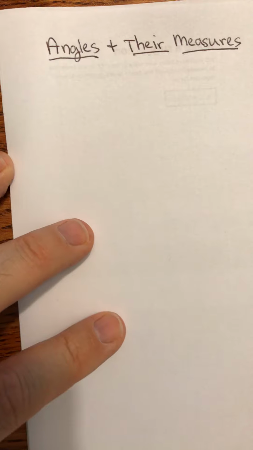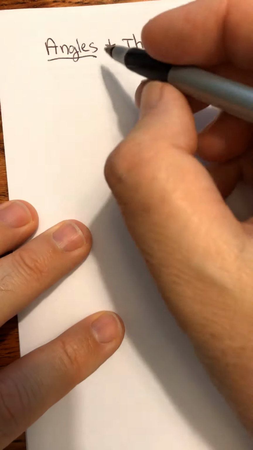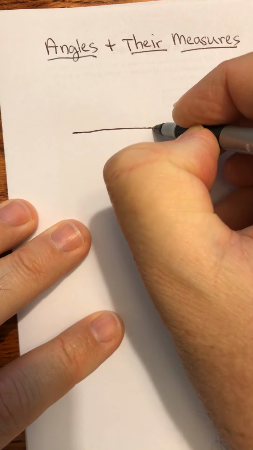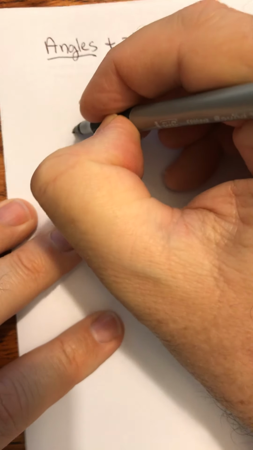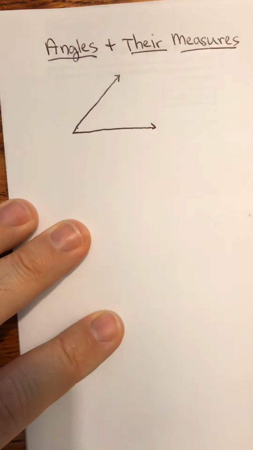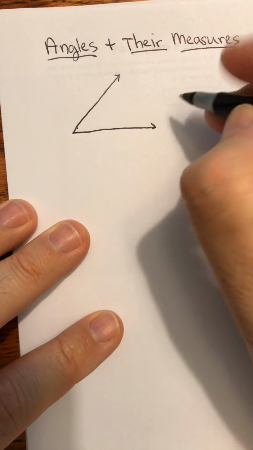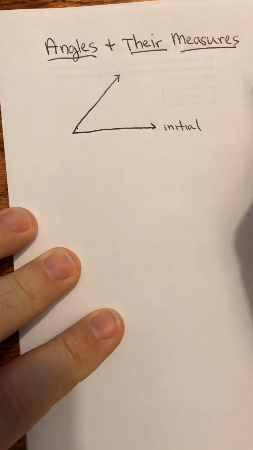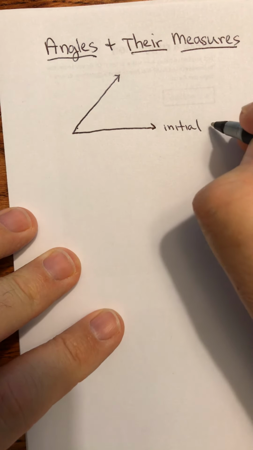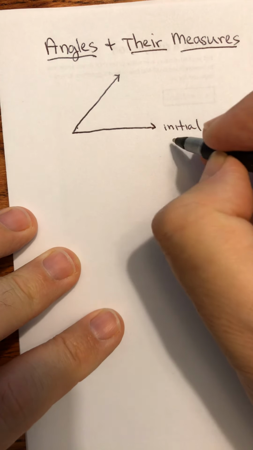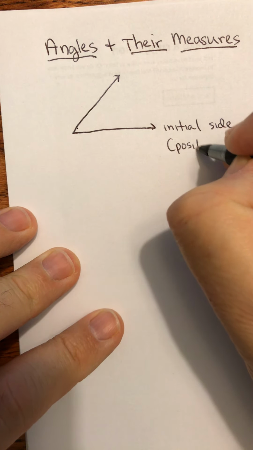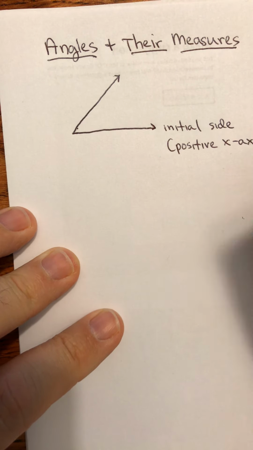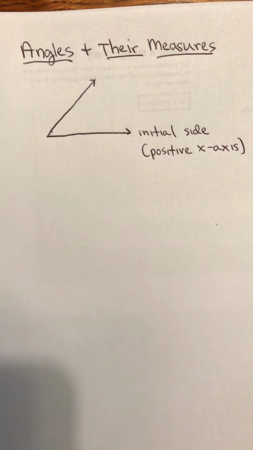But before we get into all of that, we need to learn some terms. When I draw an angle, I draw it in the coordinate plane, and this first side right here is known as our initial side, and it's always on the positive x-axis. So this is my initial side, but it's always on the positive x-axis. All right, so the initial side, that's where it starts.